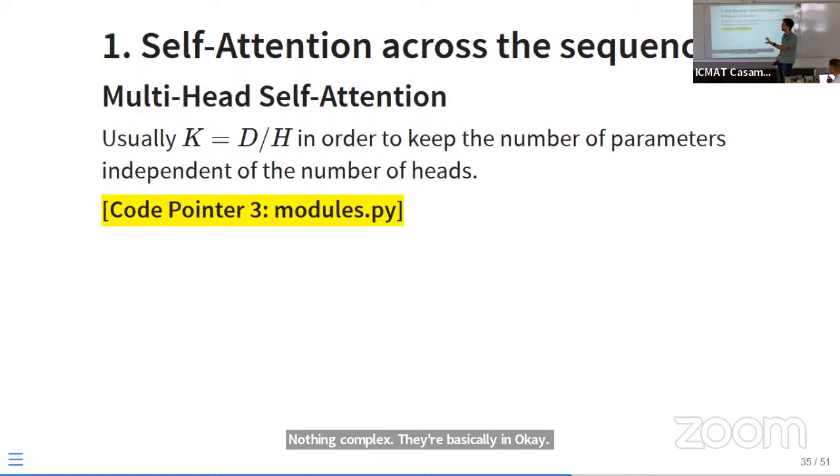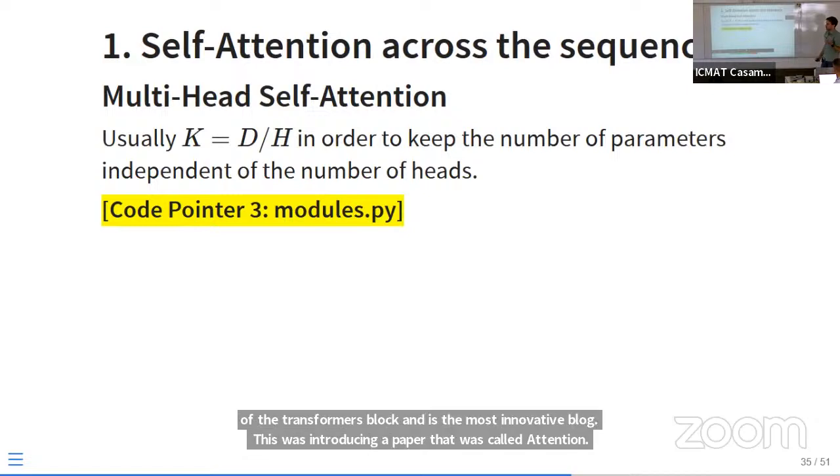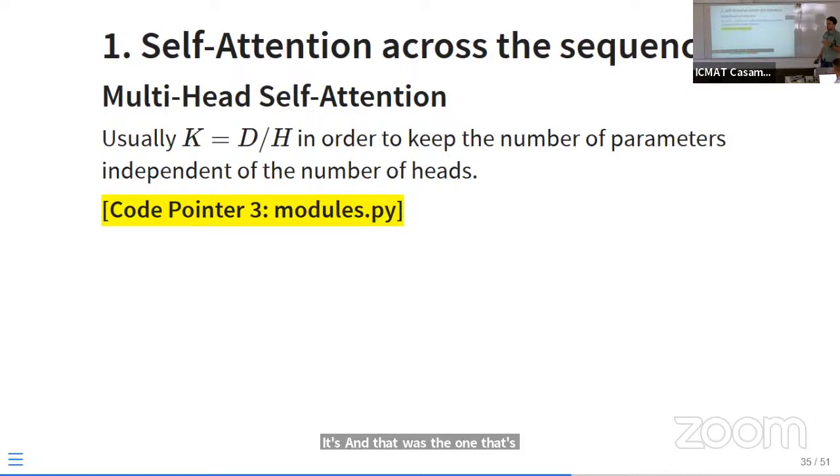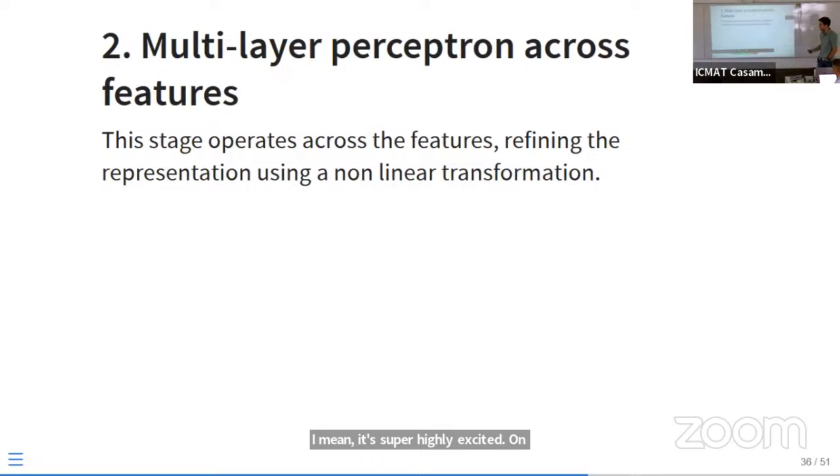This is the first step of the transformer block, and it is the most innovative block. This was introduced in a paper called "Attention is All You Need," which brought transformers into play, and was super relevant and is very highly cited. The next step, as I said, is a multi-layer perceptron across features.